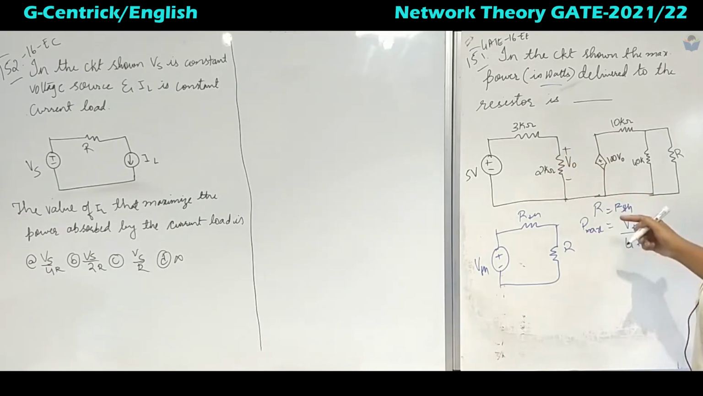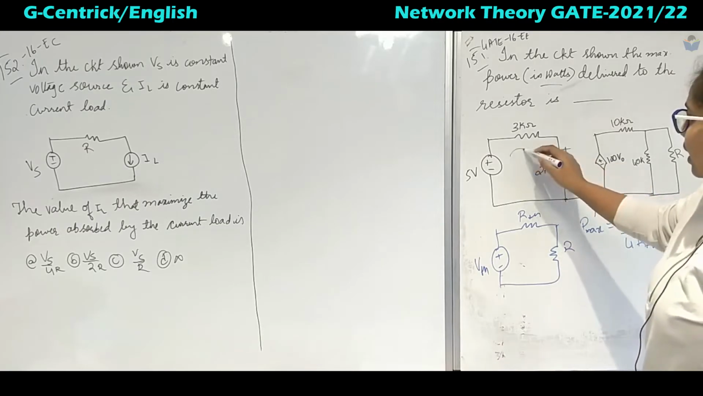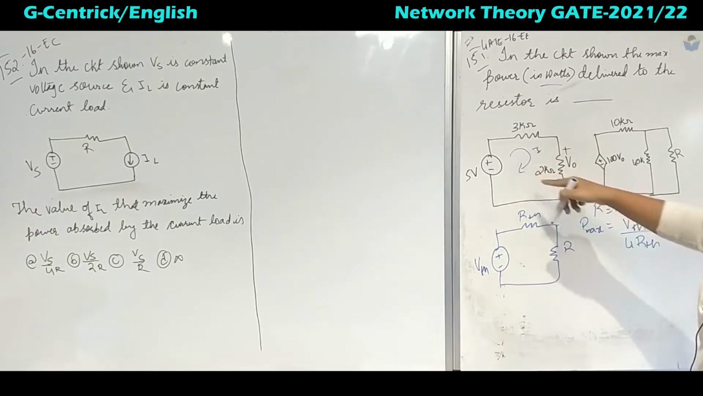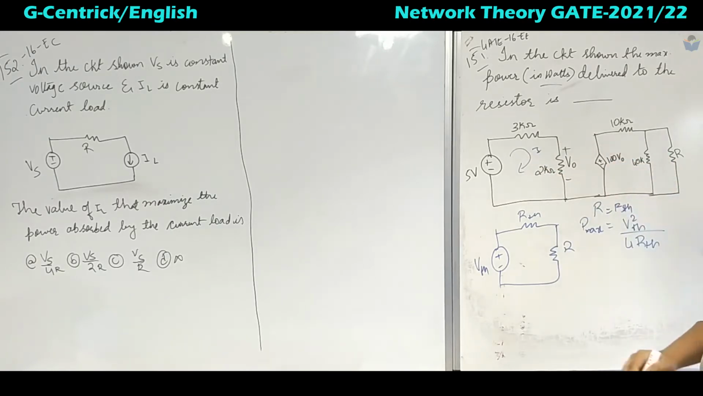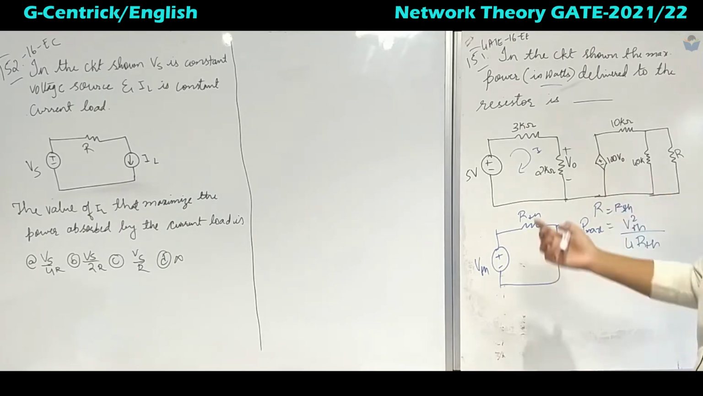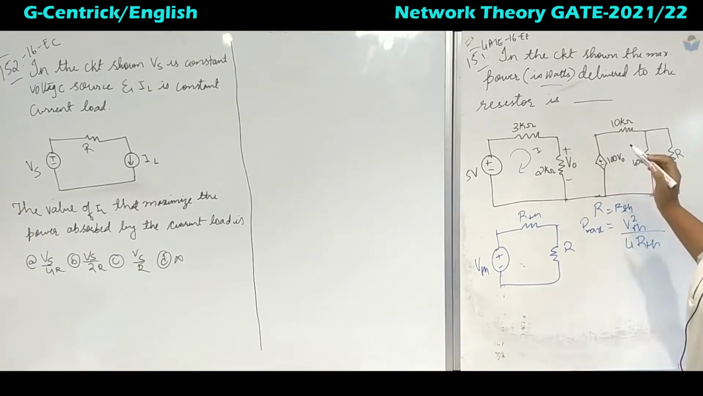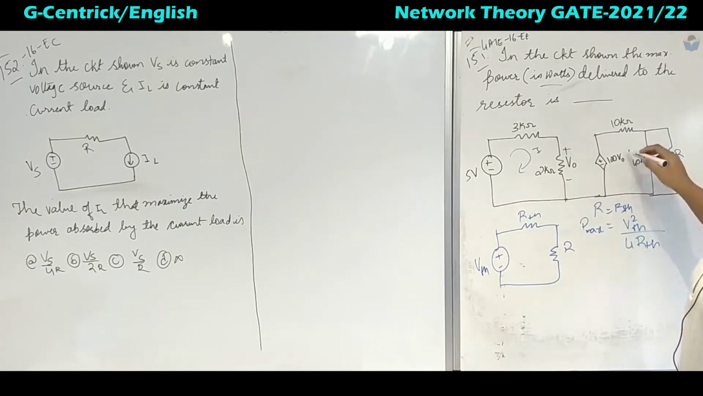Next, I'll apply KVL in this circuit so that I get the current I. This current will be flowing in this branch. To calculate the current in this one, you have to know what V0 is. There will be 2 unknowns. So first we will calculate from here, then we will find V0, then substitute the value here, and then we can find the current through this one.